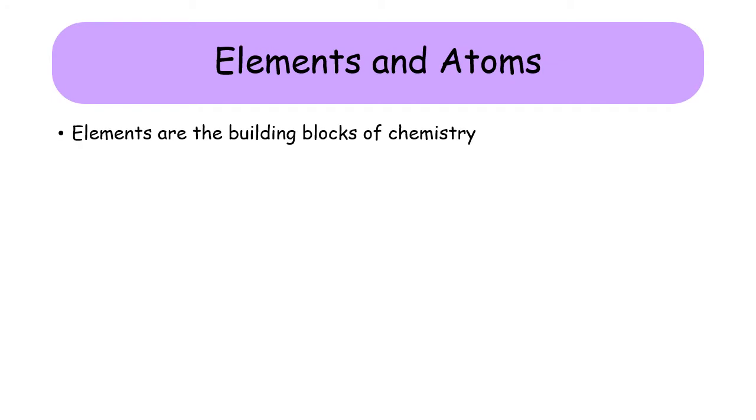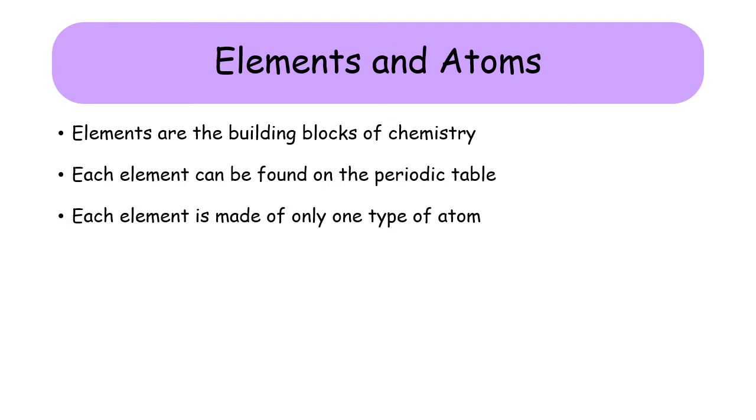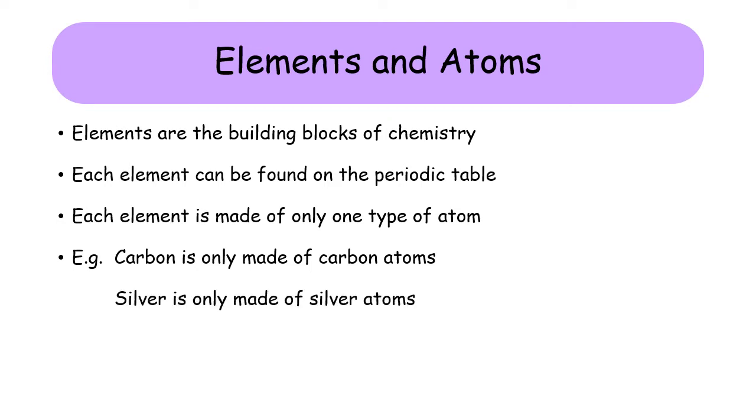So the first thing that we need to know is that elements are the building blocks of chemistry. Everything is made out of elements, and elements are found on the periodic table. Each element is only made up of one type of atom. So what that means is if you are the element carbon, carbon is only made of carbon atoms. Silver is only made of silver atoms, and iron is only made of iron atoms.